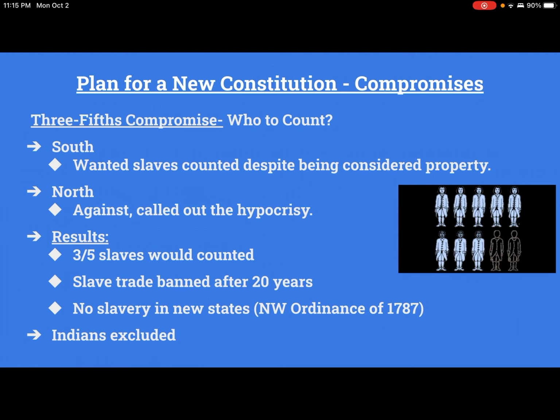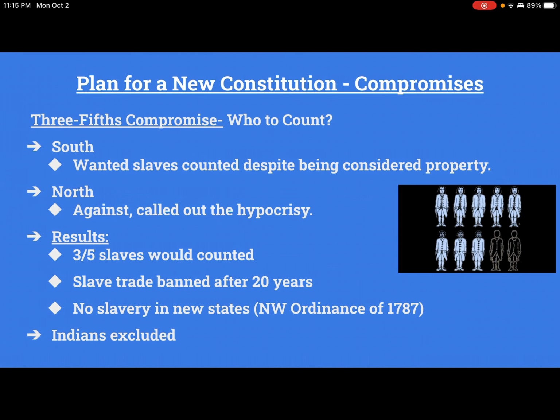The North was against this. They said, no, this is hypocrisy. You do not treat them as people. You treat them as property. Therefore, you should not count them. You're just doing this as a way to have more say. And so the result of the compromise is that 3/5 of the slaves would be counted. There's a chart over there. But the flip side is that the slave trade would be banned after 20 years.